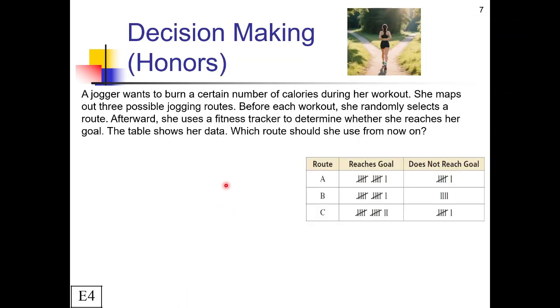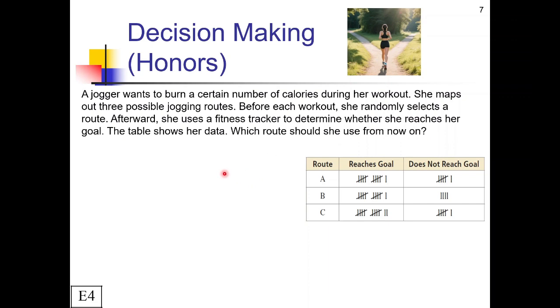So now that we did a problem on food, we have to do a problem on burning it off, right? So we have a jogger wanting to burn a certain number of calories during her workout. She maps out 3 possible jogging routes, and then before each workout randomly picks a route. Afterwards, she uses a fitness tracker to figure out if she reached her goal or not, and puts all that in this table here. We want to know which route she should use from now on.